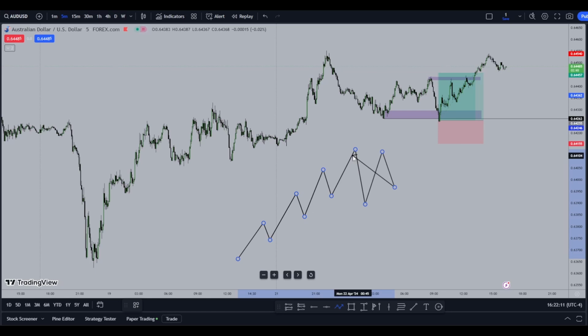So that's what this strategy is all about. The strategy which I'm telling you right now is simple, it's very easy to maintain, and it's very easy to find on the charts.